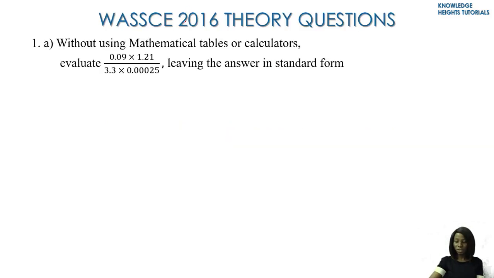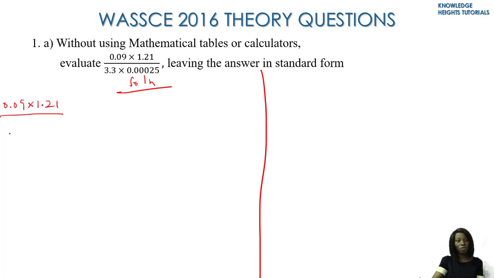So let's move quickly to the first question, question 1A. We are to evaluate 0.09 times 1.21 all over 3.3 times 0.00025. So first we are going to change all the numbers into their standard form.